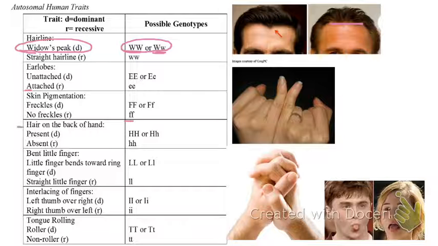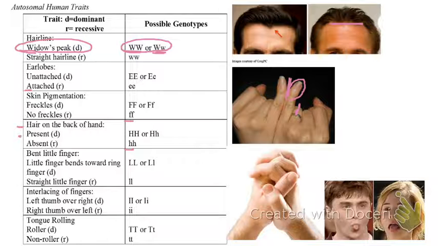Look at the back of your hand. If you have any hair at all present, then it is dominant. If you do not, then you are homozygous recessive. The bent little finger means that the little finger actually bends toward the ring finger. If you have that, that's the dominant trait. And if your fingers are straight, then you are homozygous recessive.